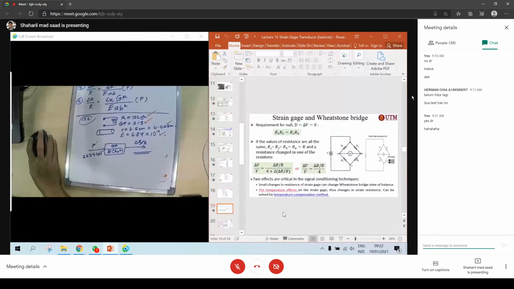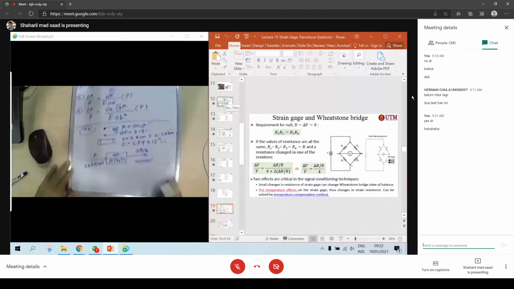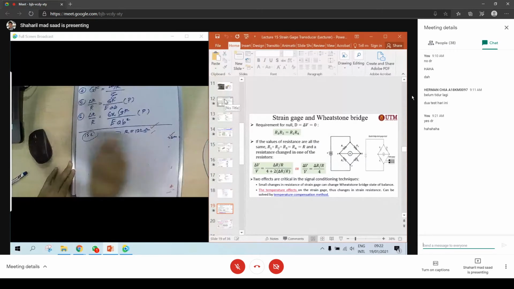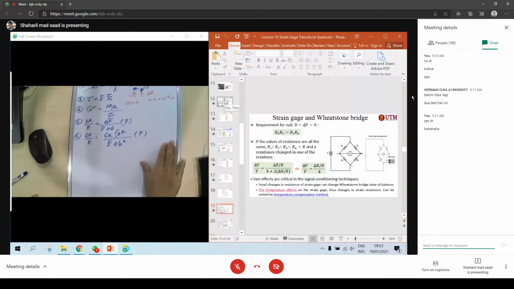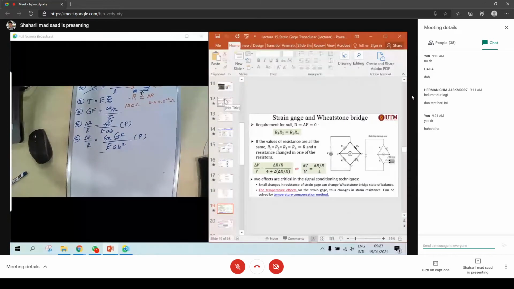Okay, then the next one, the formula for the strain gauge. Normally we will combine our strain gauge with the Wheatstone bridge.